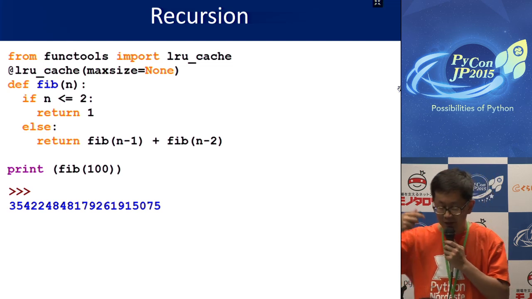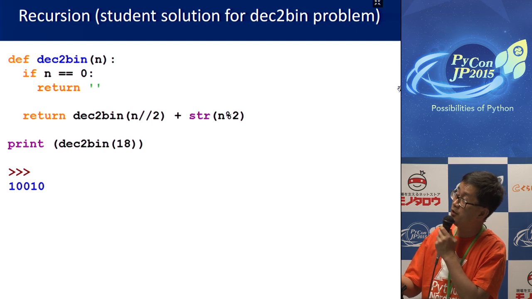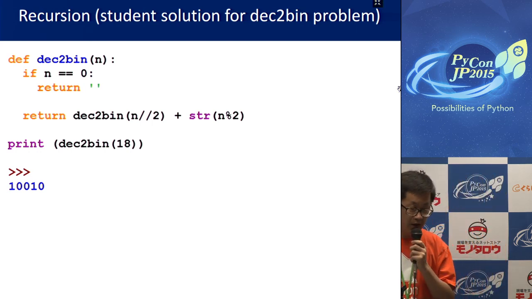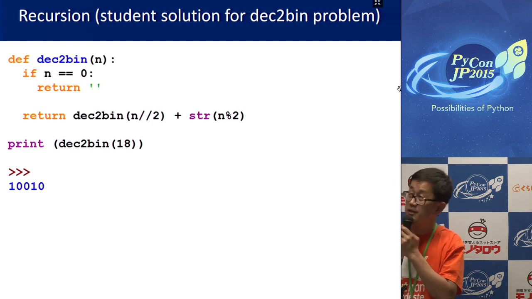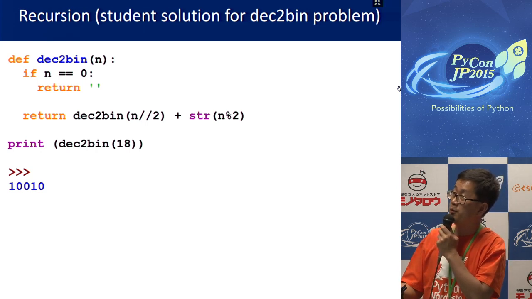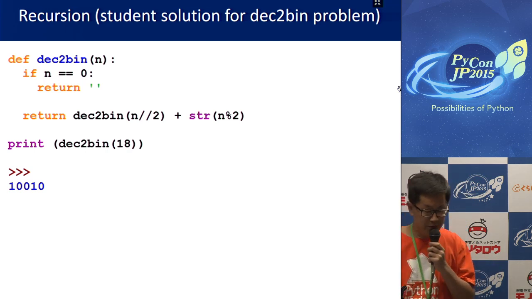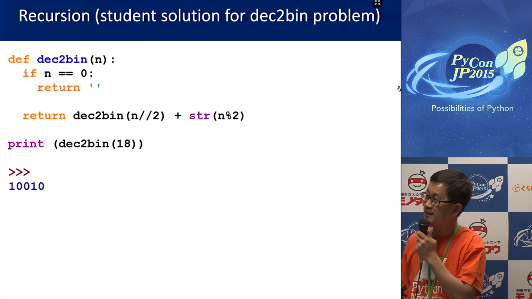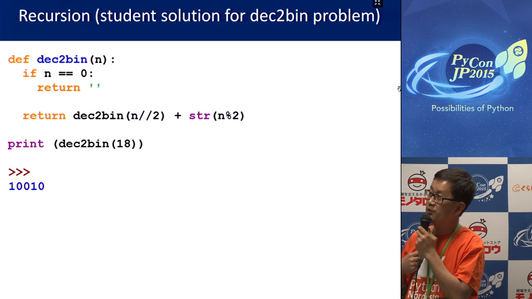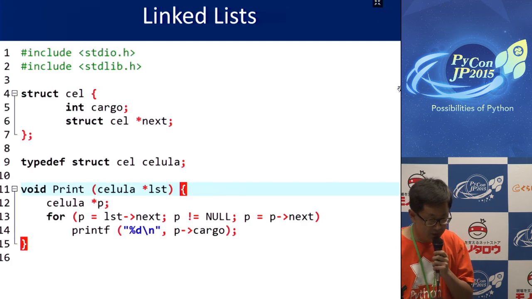And the dynamic aspects of Python make possible some things, like this student solution for decimal to binary conversion. This decimal to binary conversion is only possible because of the dynamic aspect of Python, which is a cool thing. It's not my solution, it's from one student. I think it's cool.